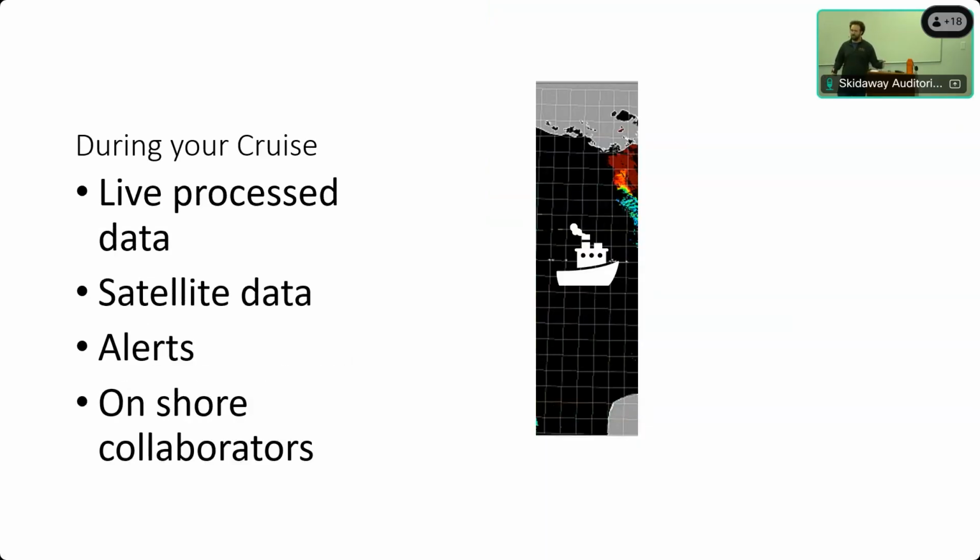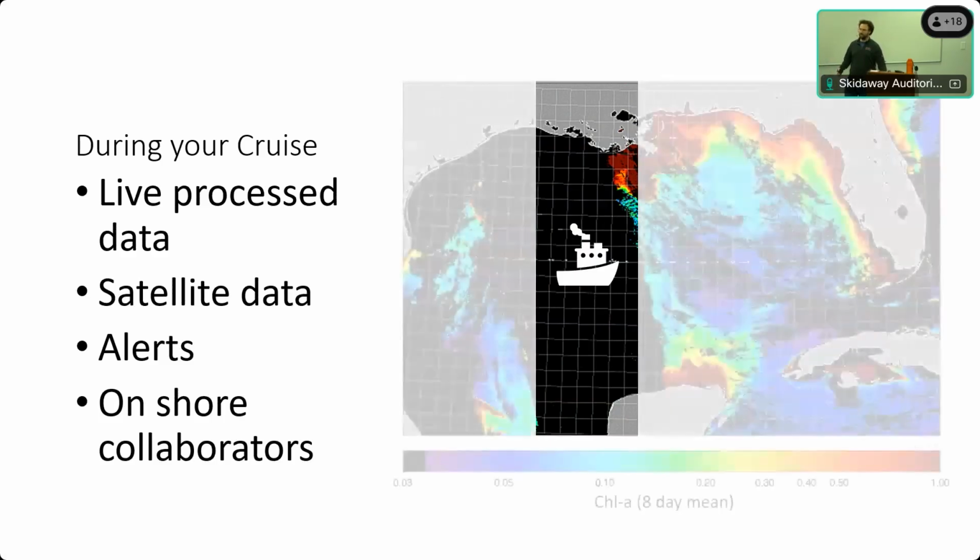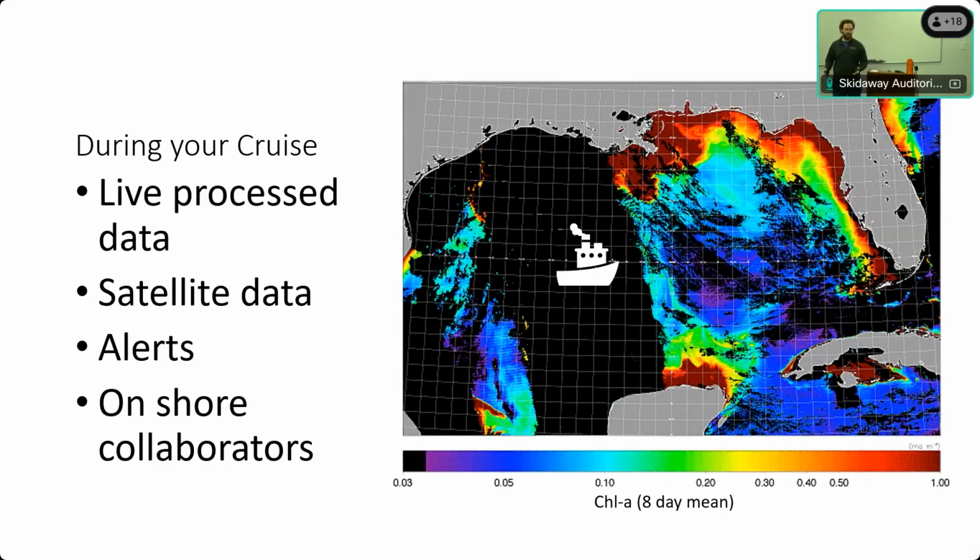Then during the cruise, you're going to get live processed data, you're going to have access to satellite, you can set alerts for when conditions change. So say you're trying to find the Gulf Stream. You want to know when you go from that high temperature salinity Gulf Stream water to slightly cooler water. And we plan to use this to enable you to go from being able to see part of the sea around you to the entire picture, granting you essentially a bird's eye view.